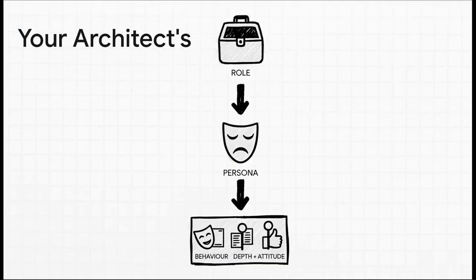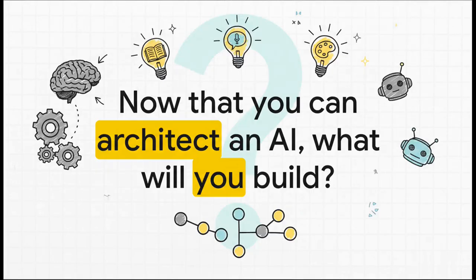So, let's just quickly recap the architect's toolkit we've put together today. First, always start with a role. What's the job? Then define the persona. How does it behave? And you build that persona using our 3 magic ingredients: behavior, depth, and attitude. This simple framework will totally change how you interact with AI. And that really leaves us with one final and, I think, most exciting question. Now that you know how to build a specialist, a mentor, a tough critic, or a creative brainstorming partner, what kind of amazing conversations are you going to build?